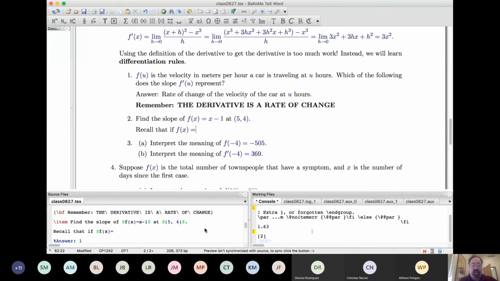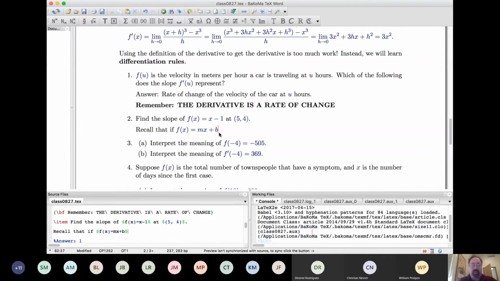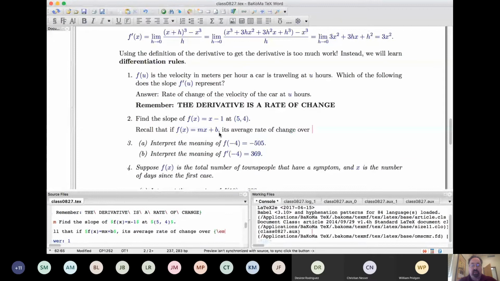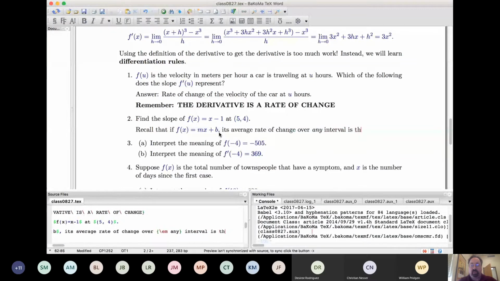If f represents a line, so it has a slope and a y-intercept, its average rate of change is just the slope m. Now think about a line as opposed to any other kind of function. It always has the same rate of change. It's always the slope m. So it doesn't matter what interval you're dealing with, the average rate of change is m.